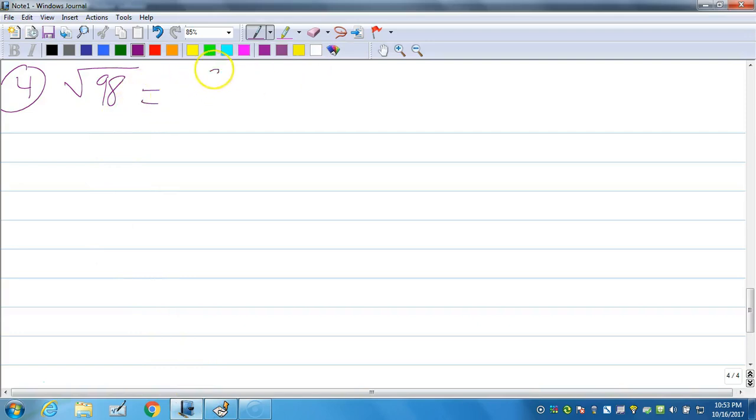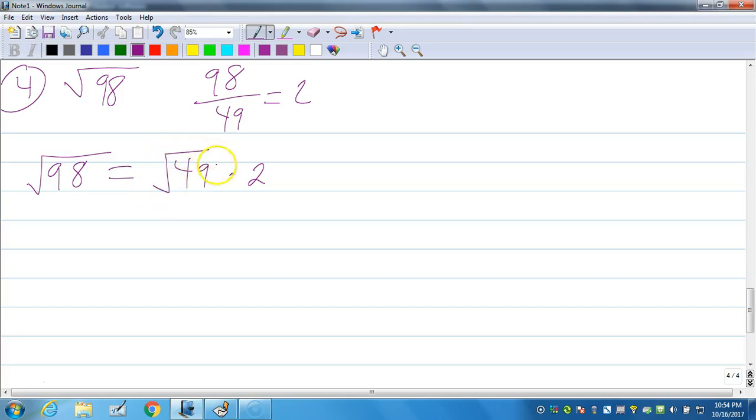You can write them all down, but I know that 98 divided by 49 equals my 2. So the 98 is equal to 49 times 2. Square roots. The square root of 49 is 7. Bring down the square root of 2. And that's your answer, because the square root of 2 can't be divided anymore.